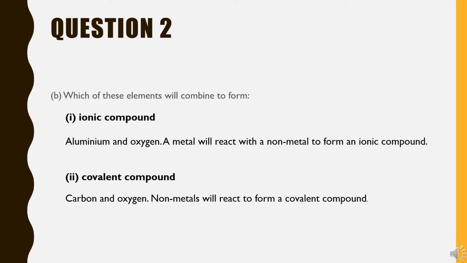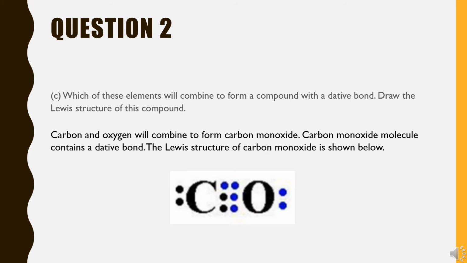For the formation of ionic compounds, we need a metal and non-metal. From the question, aluminium and oxygen are the most suitable elements to form ionic compounds. For the formation of covalent compounds, we need non-metals. Since argon is inert, carbon and oxygen are the most suitable elements to form covalent compounds. Now, we will proceed to question 2c. Since dative bonds only exist in covalent bonds, we should focus on carbon and oxygen.